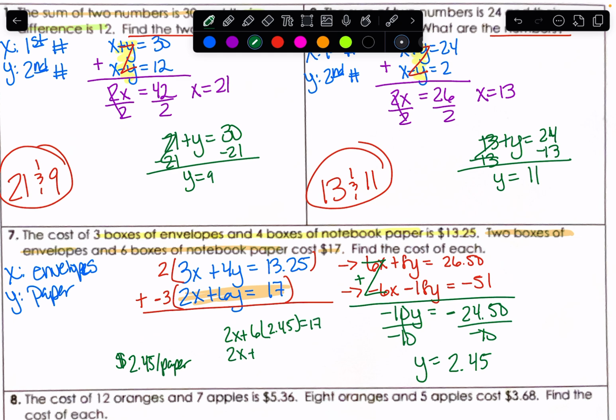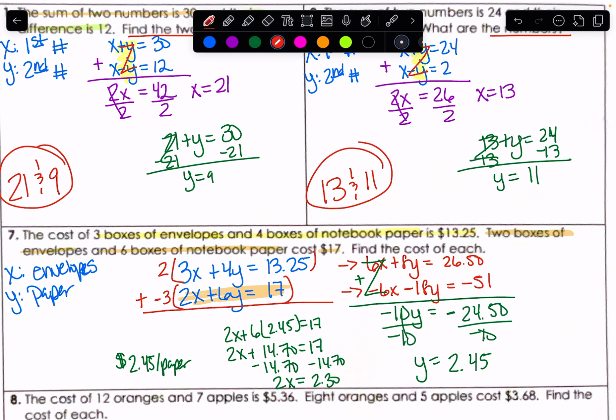2x plus, what is $6 times $2.45? It is $14.70 equals 17. Subtract 14.70 from both sides. And I get that 2x is $2.30. All right, way too big.